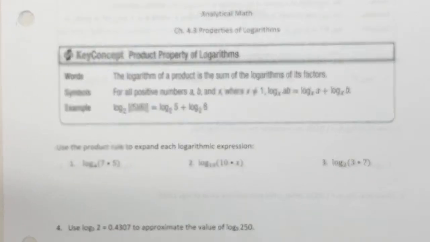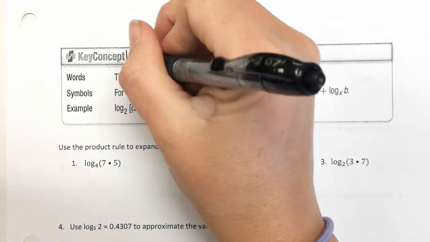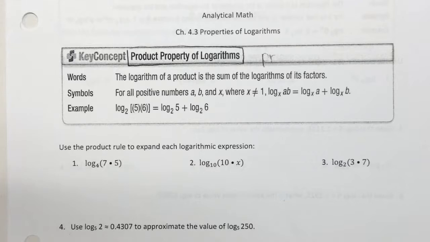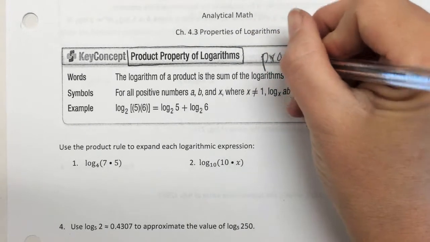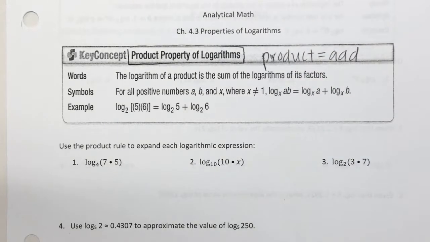Because you're going to have these problems on the ACT, logarithms, and you'll have to memorize those. They won't give you the formulas. So this first one is the product property. And I want you to do something. Put product at the top. Product equals add. Product equals add. And you'll see why we put that in a minute.